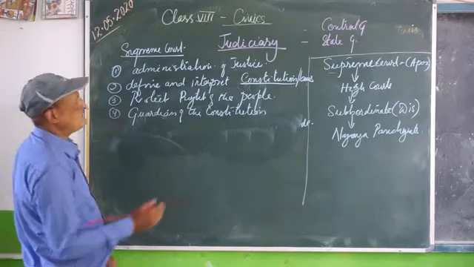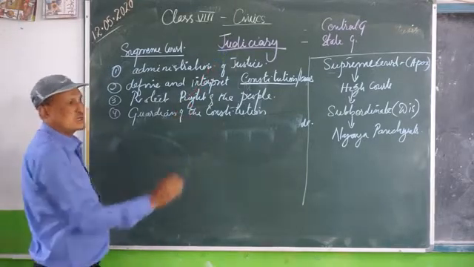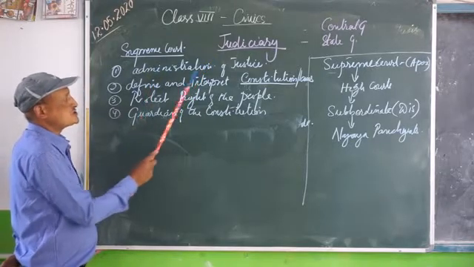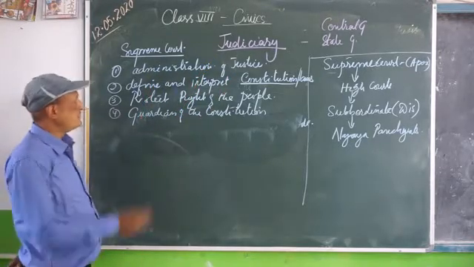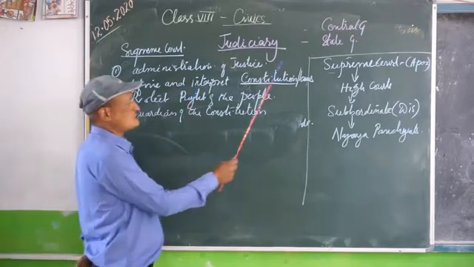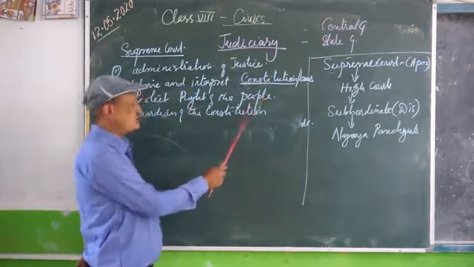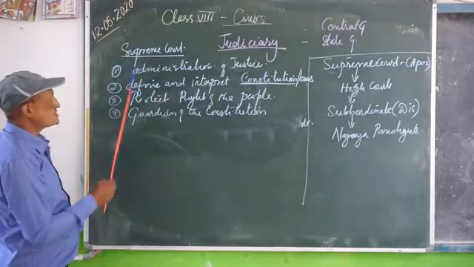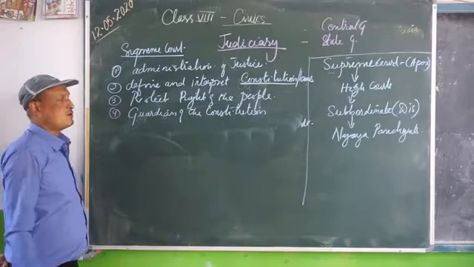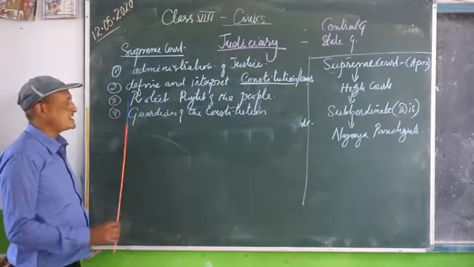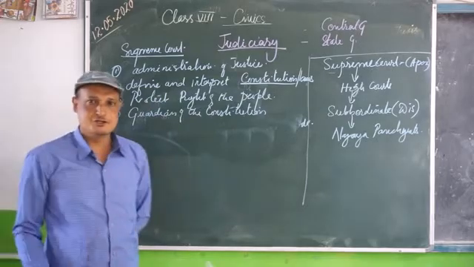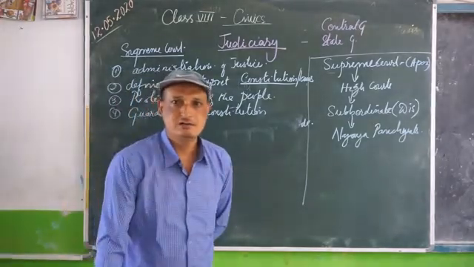Now, what are the functions of the judiciary in our country? First and foremost is administration of justice. Next, to define and interpret the laws and the Constitution. The third function of the judiciary is to protect the rights of the people, and lastly, to guard the Constitution of India. Is that clear or not clear?